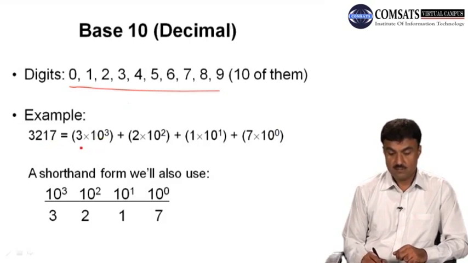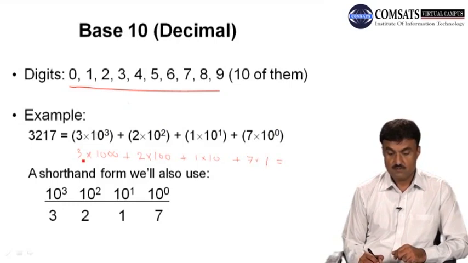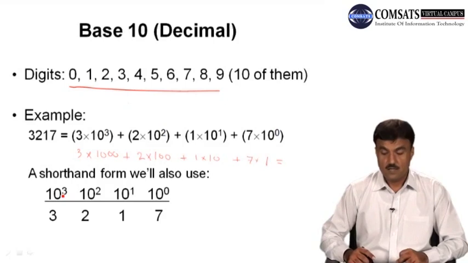Another representation for this number is 3 multiplied by 10 raised to the power 3. So it is 3 multiplied by 1000, plus 2 multiplied by 100, 1 multiplied by 10, and 7 multiplied by 1. If we sum this, 7 in 1s, 1 in 10s, 2 in 100s, 3 times 1000, we have 3217. A shorthand notation is 10 to the power 0, 10 to the power 1, 2, 3, and so on. It depends on the number system that we are going to consider.